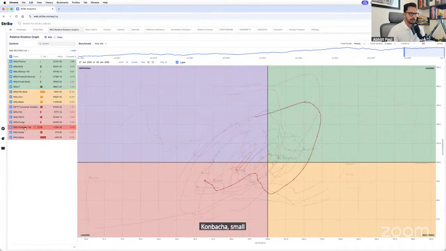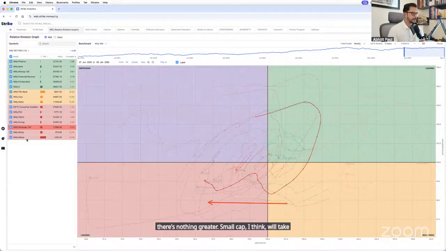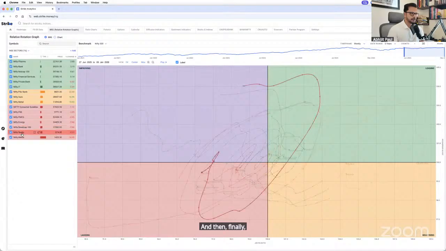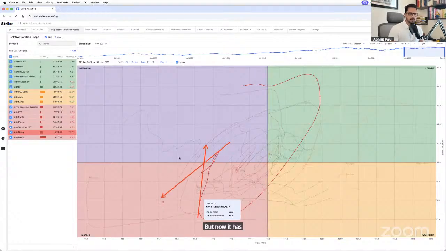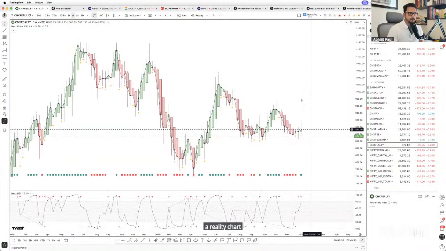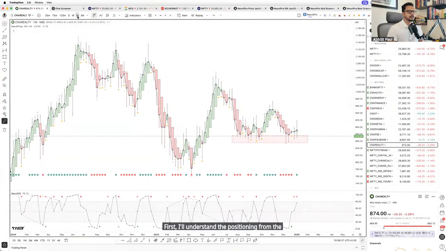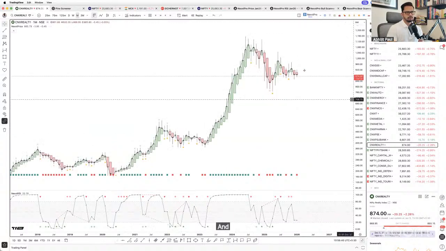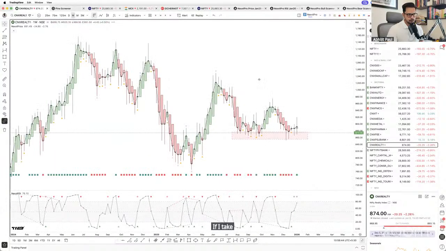Who is left? Small cap, we have discussed. This is nothing great. And small cap, I think, will take some time. And then finally, Nifty Realty. Realty was showing momentum, but now it has again gone back, which means that if I go to the Realty chart, first I'll understand the positioning from the monthly point of view. And no, it does not give me that confidence. If I take from a shorter point of view, then it's struggling at this support. So nothing great. Stay away.